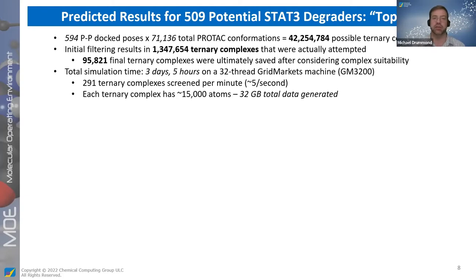After we do that initial filtering, however, we did end up with 1.3 million possible ternary complexes that we actually attempted to make. Now, we apply some further filters after we make them to see if they're suitable. So at the end of the day, we got just shy of 100,000 actual ternary complexes from STAT3 and Cereblon combined with 509 PROTACs. But we did have to try all 1.3 million combinations to see if they were going to work at all. On GridMarkets, it took 3 days.